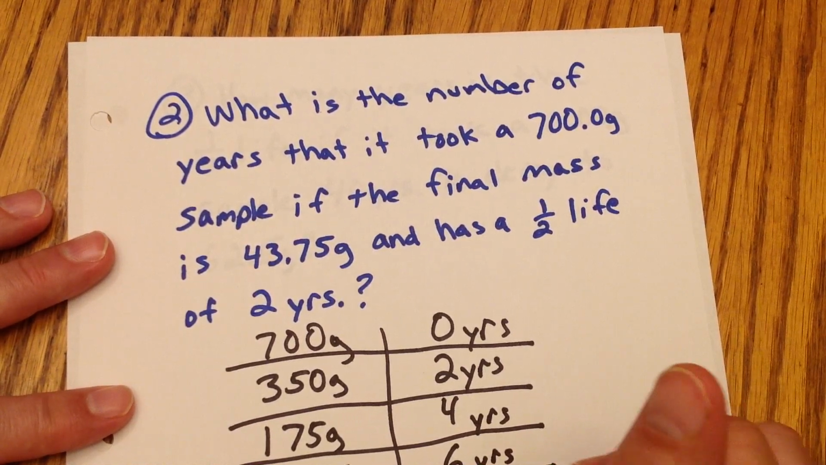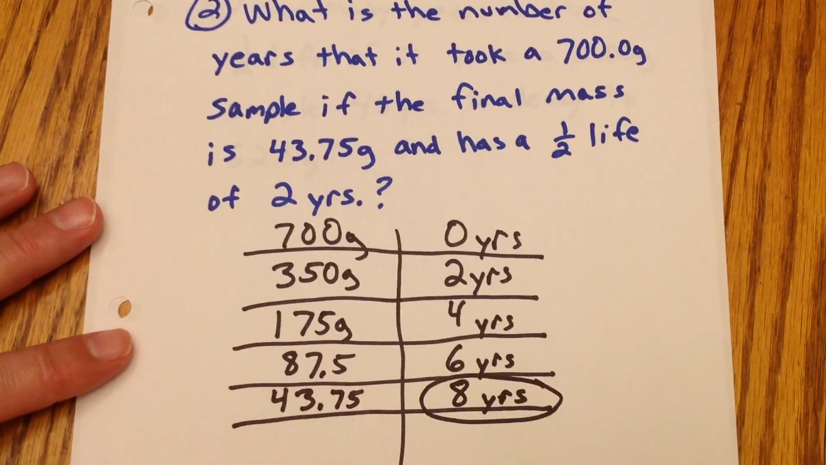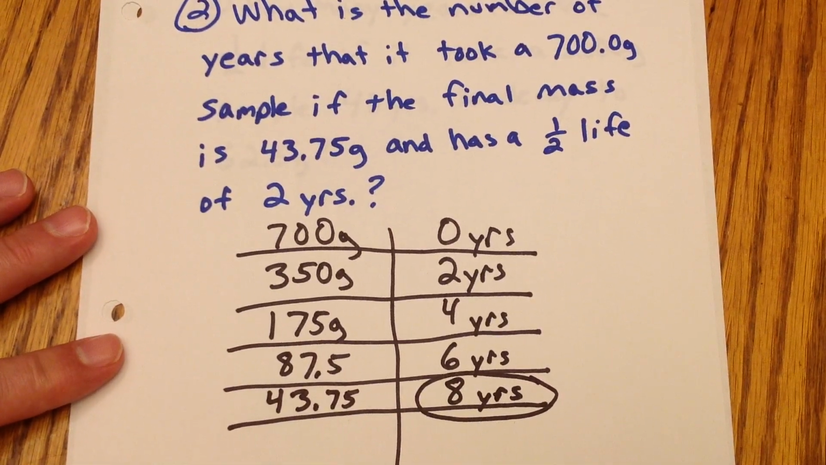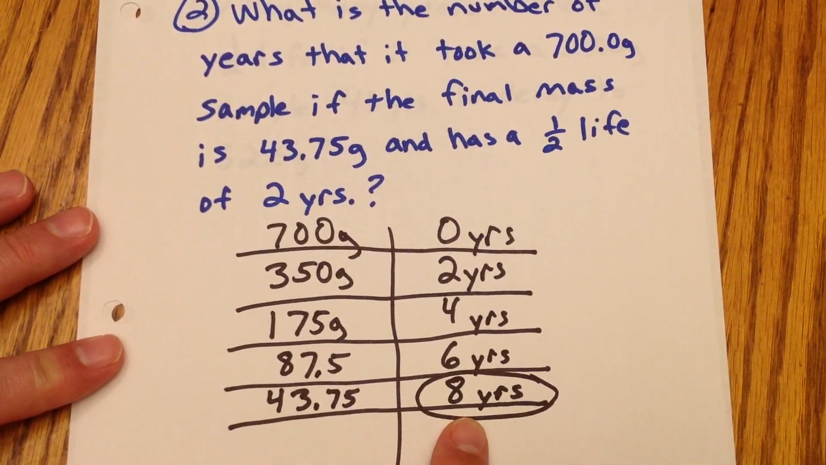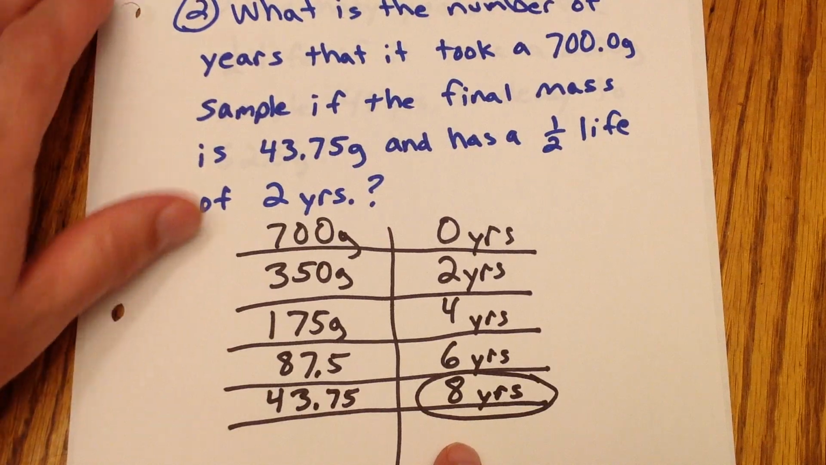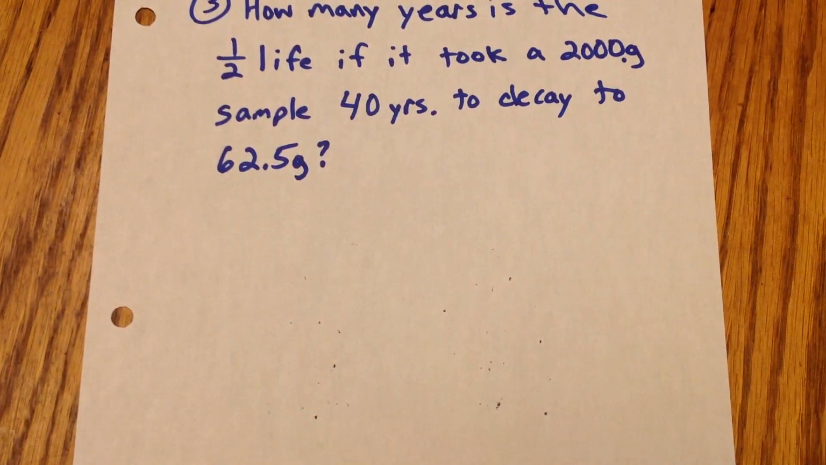So if you're looking for the number of years, sorry about that, at 43.75, you're at exactly 8 years. So once again, you see the table makes it so easy. Let's do one last problem.